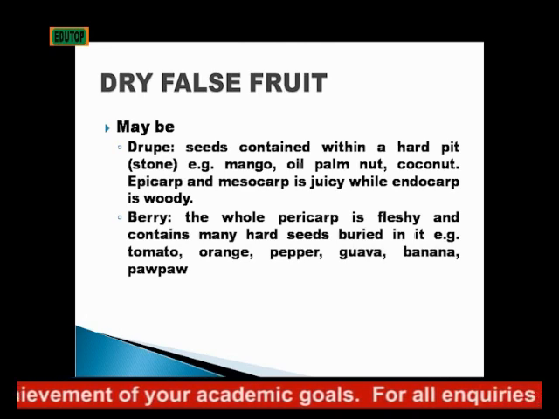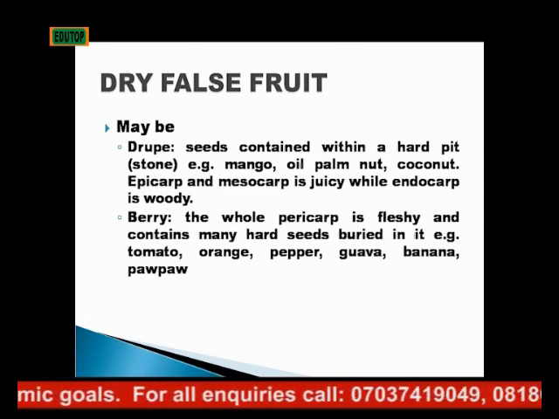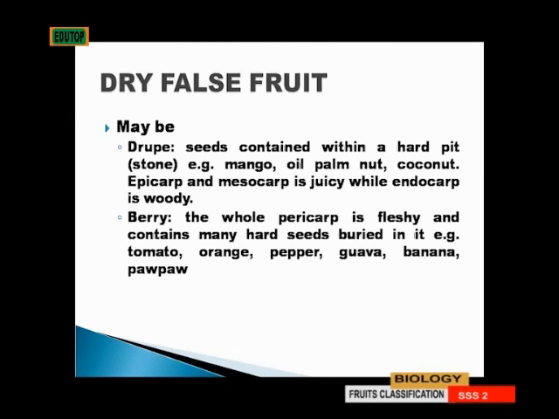Epicarp is the external portion, mesocarp the middle portion, then endocarp is the internal portion, and that is the one that is usually woody. Then berry is the second type of dry false fruit, and the whole pericarp is fleshy. In a drupe, there is a hard pit inside. It's not all fleshy, but a berry has its whole part fleshy and contains many hard seeds buried in it. We have various examples of berry: tomato, pepper, orange, guava, and pawpaw.